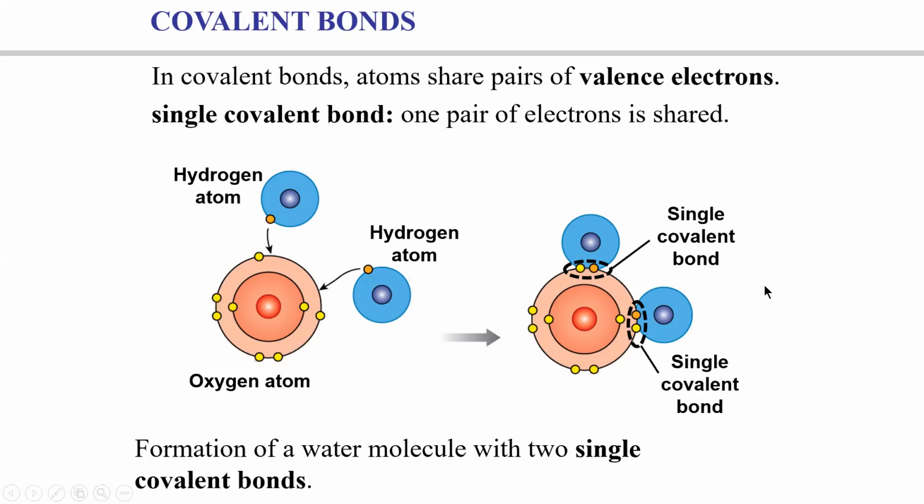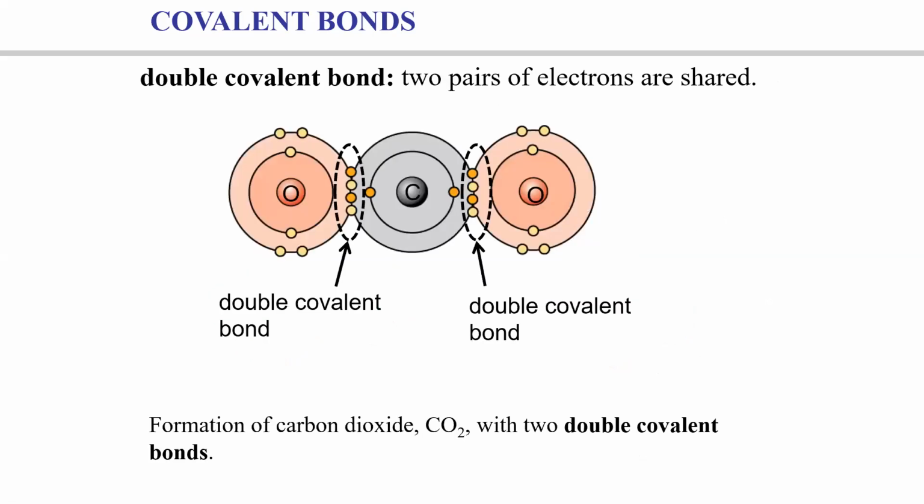So if a single covalent bond is sharing 2 electrons, in a double covalent bond, 2 atoms are sharing 4 electrons. Here's an example of a compound called carbon dioxide that you've probably heard of. The carbon atom in the middle makes a double covalent bond with 1 oxygen atom over here and a double covalent bond with another oxygen atom over here. So here are the 4 electrons being shared in the double covalent bond. And 2 of those electrons come from the oxygen atom, 2 of those electrons come from the carbon atom.